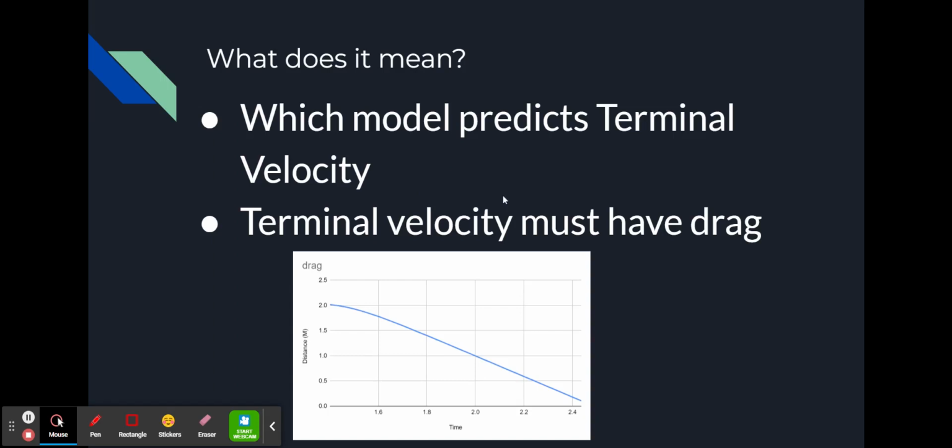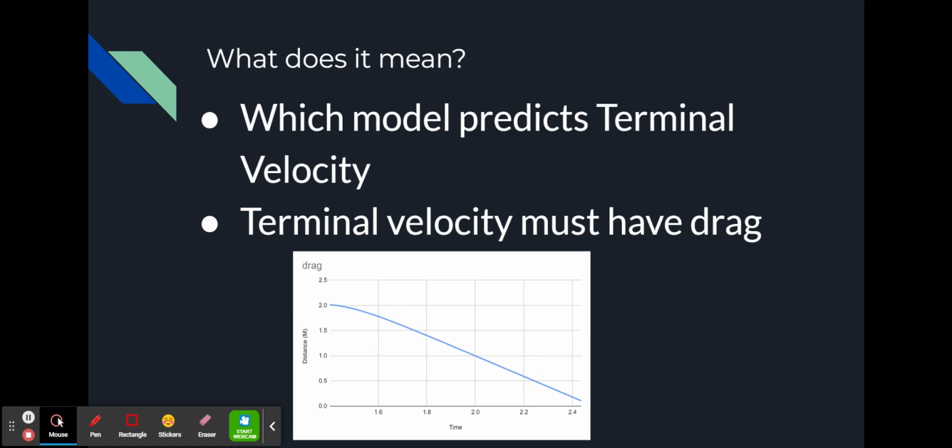Now, what does all this mean? Which model predicts terminal velocity? Well, both of our models actually predict that terminal velocity. And our terminal velocity, because it's just anything with drag. So if we look at our models with drag and without drag, the only model that will show terminal velocity would be the one with drag.